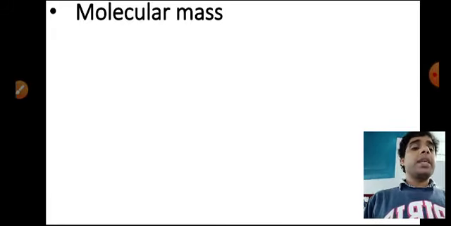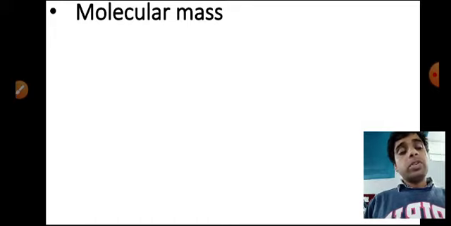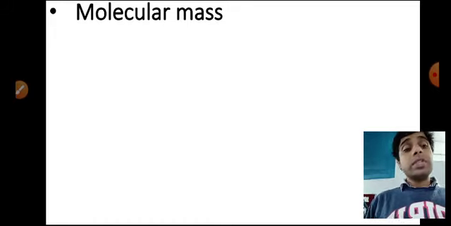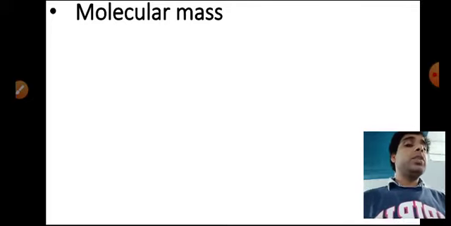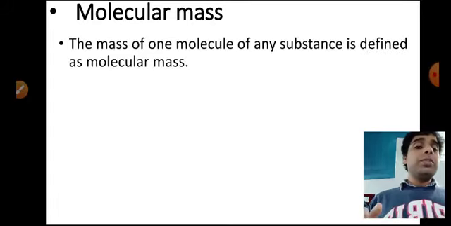Then, if it exists in molecular form, there are two types of molecules. Molecules of an element exist when two of the same elements combine together. When two dissimilar elements combine together, they give you molecules of a compound. For molecules of compounds, we can calculate the molecular mass. Molecular mass is the sum of the atomic masses, and if there is a subscript, then multiply by that. So today we will discuss that molecular mass.